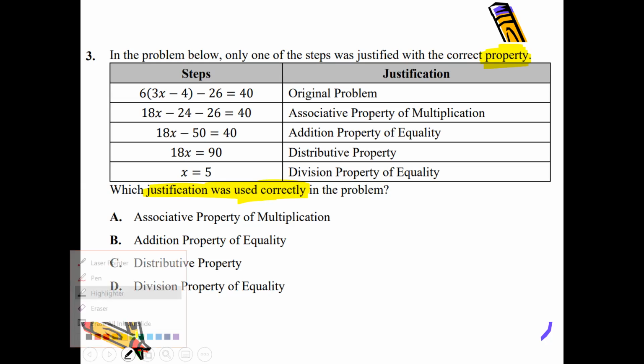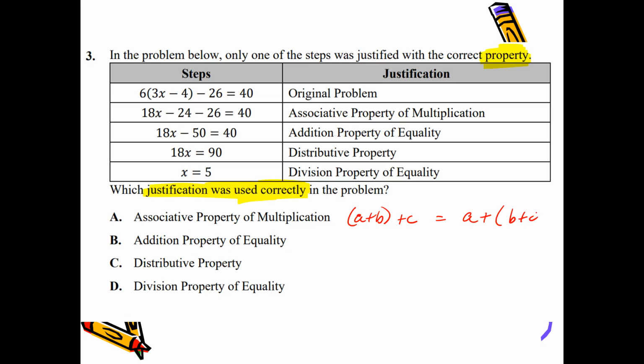Okay, and if you take a look at the following, they have 4 different properties. So let's do a quick little review of the different properties. Okay, A is associative property of multiplication. Remember that one? It's the same thing as when we have A plus B in parentheses plus C is the same thing as A plus B plus C. So that is associative property.